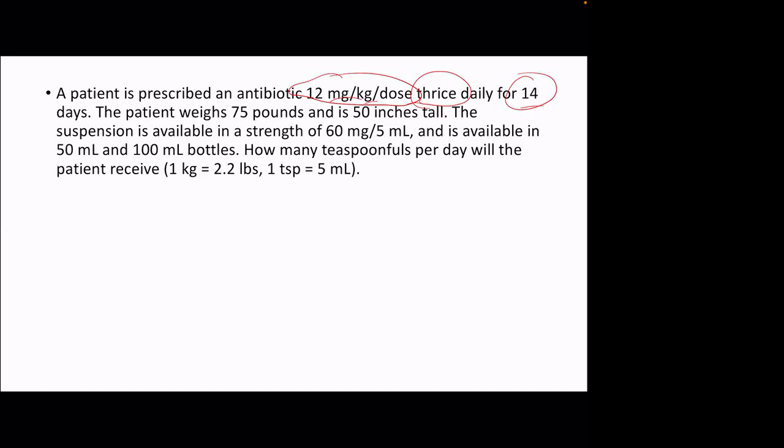We've got the patient weighs 75 pounds and is 50 inches tall. And that might be in their case file, just to give us a little more background on the patient. Obviously, the pounds is going to be important because that's what the strength of our dosage is going to be based off of. The suspension is available in a strength of 60 milligrams per 5 milliliters. Again, we've got that drug and that liquid suspension. And it is available in 50 milliliter and 100 milliliter bottles. Okay, so it comes in 2 different sizes of bottles.